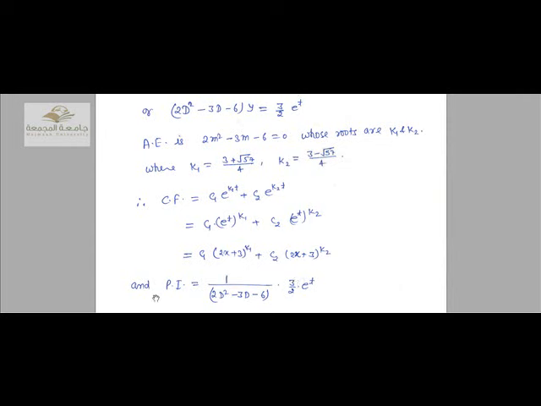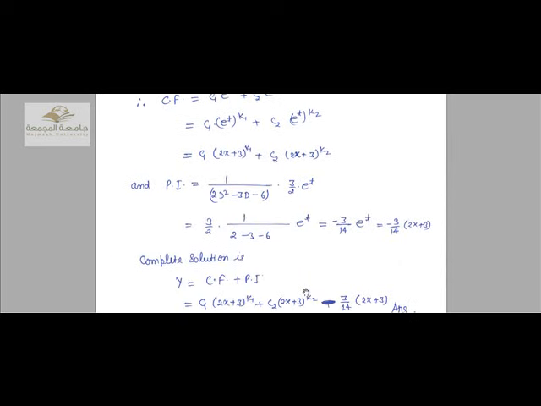Now we need to find the particular integral, which is 1/(2D² − 3D − 6) into (3/2)e^t. Since 3/2 is constant, it will come outside, and putting D = 1, we get (3/2) · 1/(2 − 3 − 6) e^t, which is equal to −(3/14)e^t, equal to −(3/14)(2x+3).